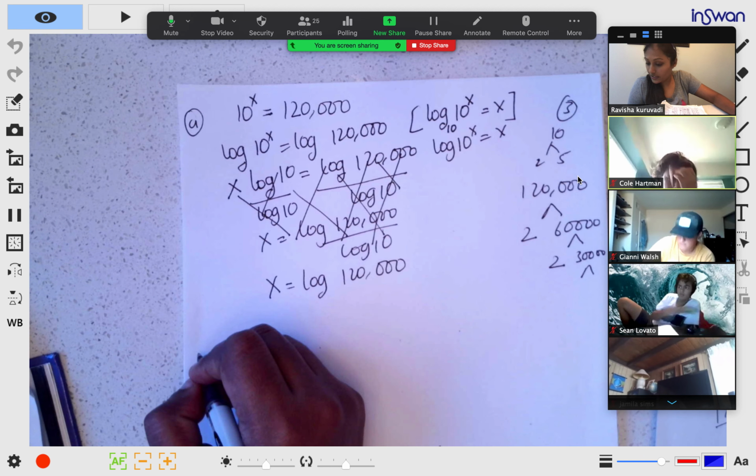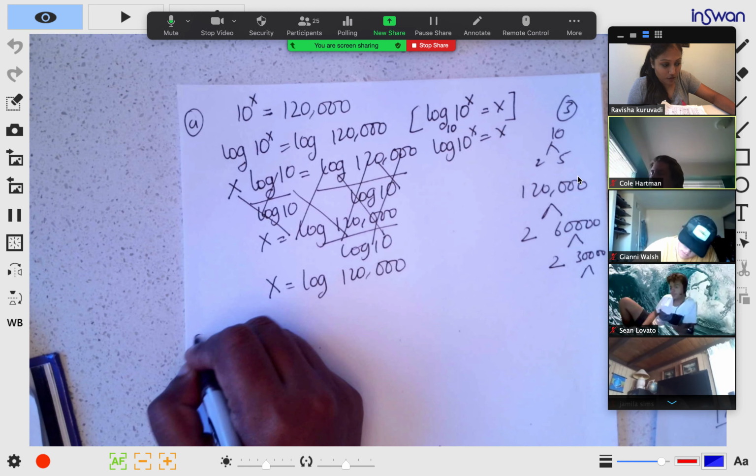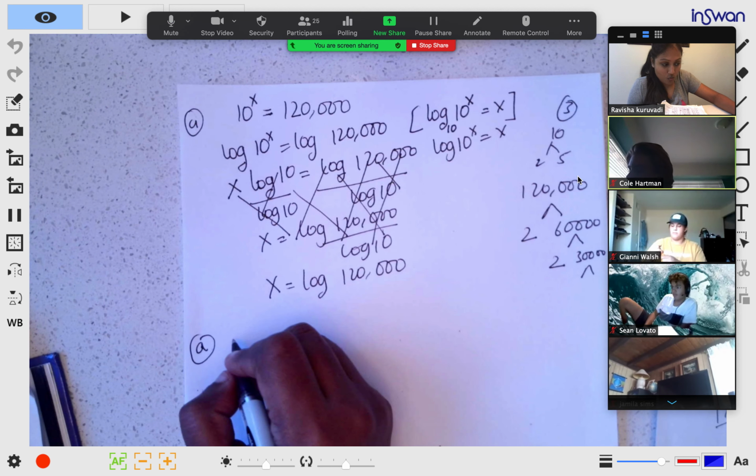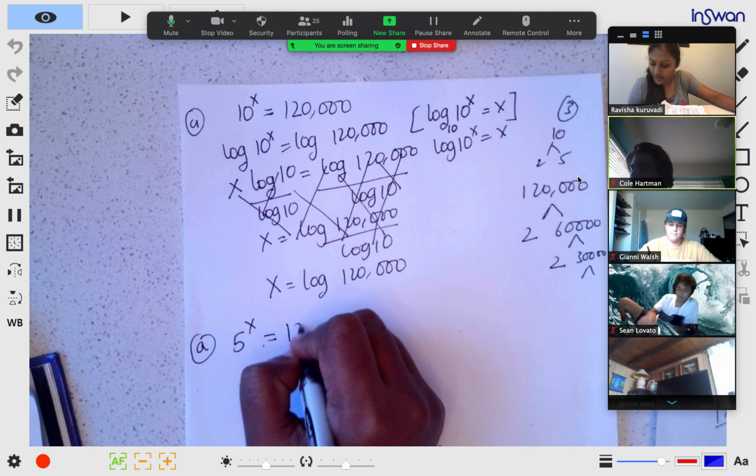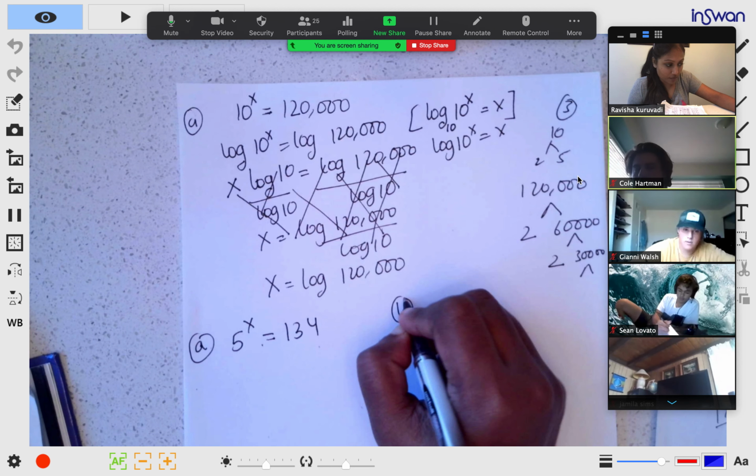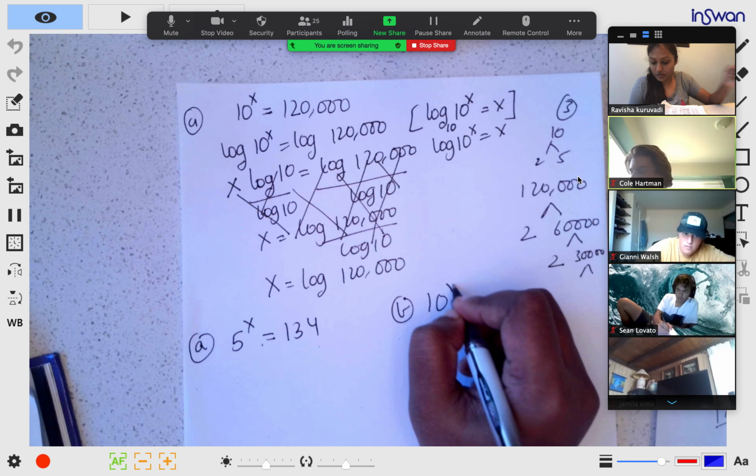Okay, try these problems yourself right now. You have to solve 5 to the power of x is equal to 134, and then second, you have to try 10 to the power of x is equal to 8,000.